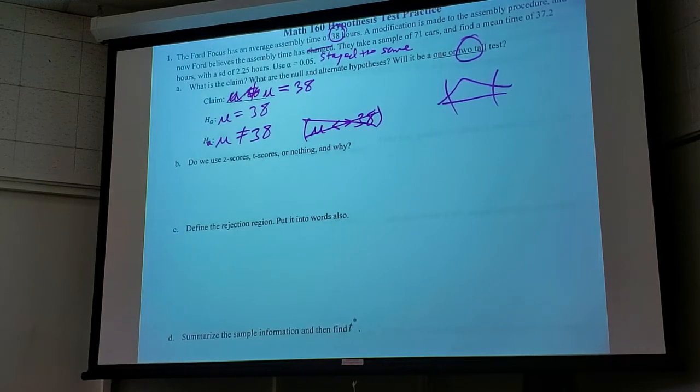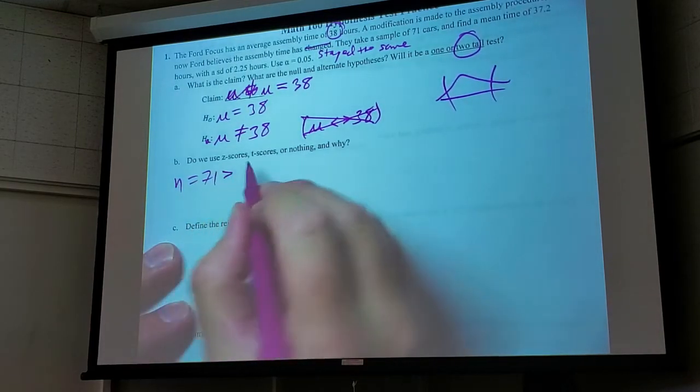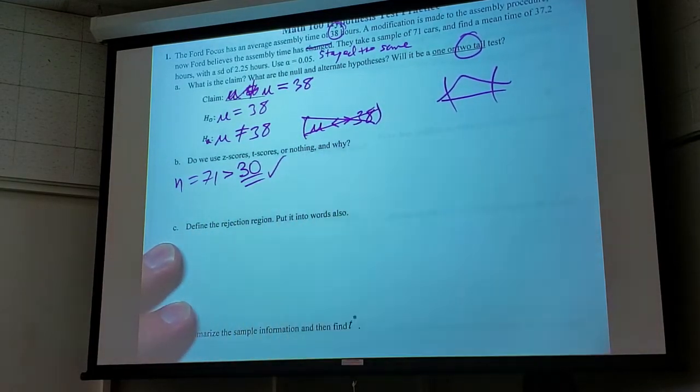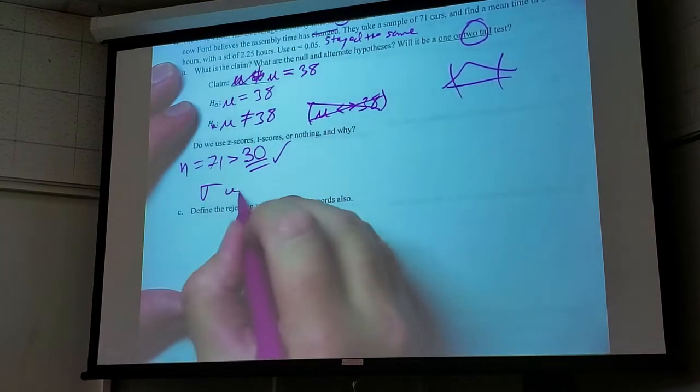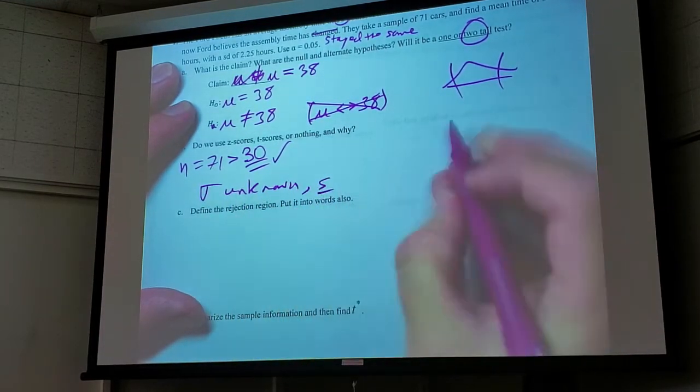Now, do we use z-scores, t-scores, or not? So what tells me I can do something? The sample's bigger. Yeah. Sample is 71, which is bigger than 30, right? Now what tells me which one's z or t? Yes. You don't know the population standard deviation. Yeah, we don't know population. That standard deviation came from our sample, right? Okay, so that's just like number one in the quiz option. All right, sigma unknown, only know s, so we use t-scores.